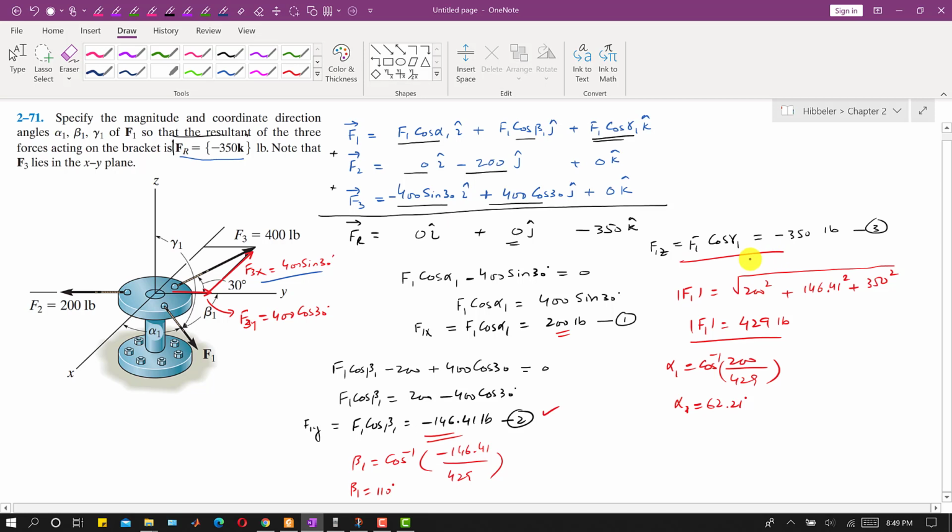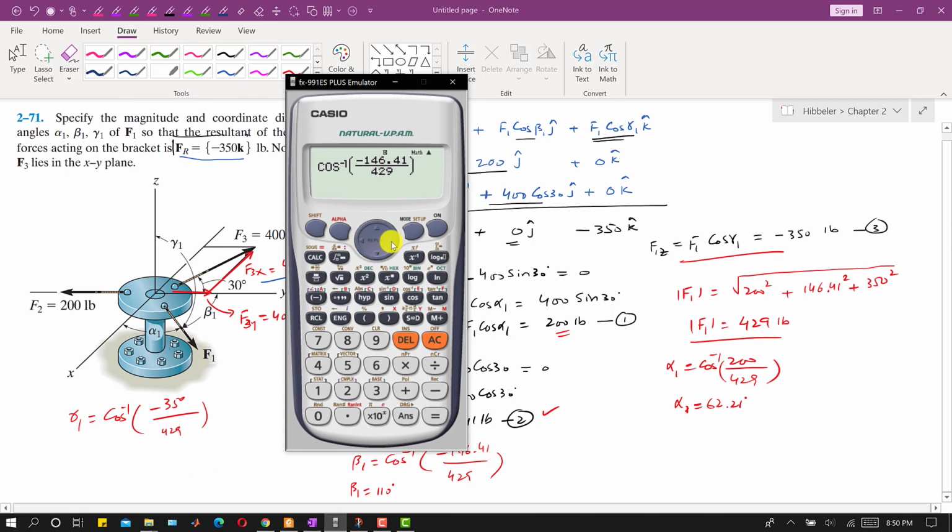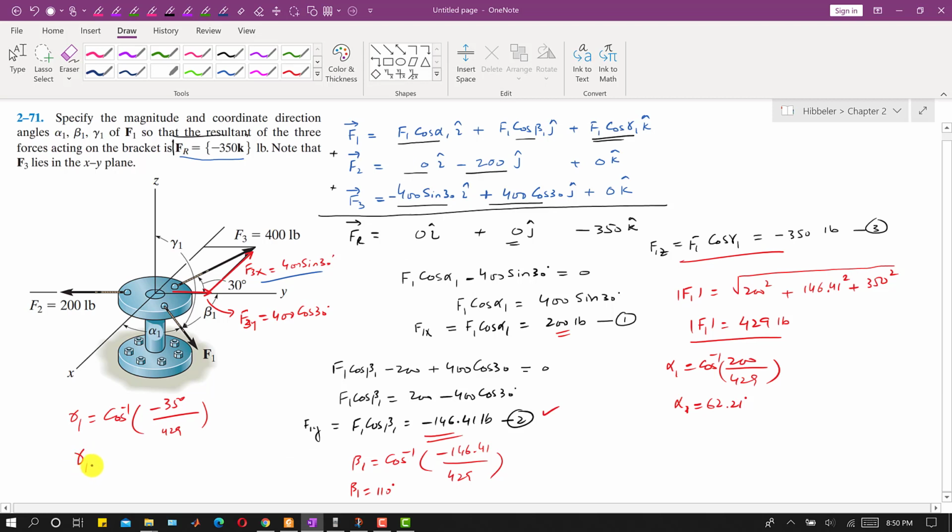And similarly, using equation 3, we can find gamma 1. Gamma 1 will be equal to cos inverse of minus 350 divided by 429. This is 144.67, approximately 145 degrees. So the F1 magnitude is 429 pounds, alpha 1 is 62.21 degrees, beta 1 is 110 degrees, and gamma 1 is 145 degrees. So this is the solution of this particular problem.